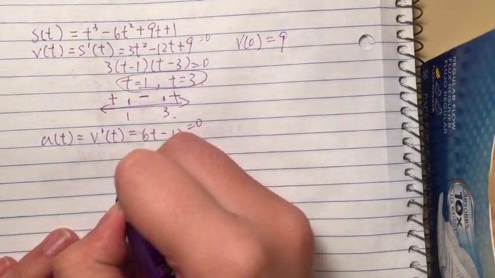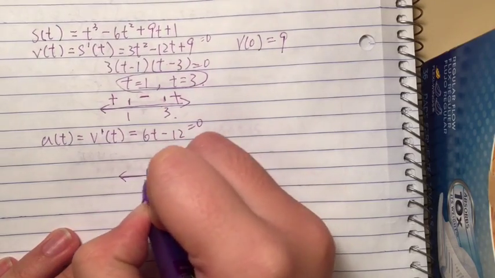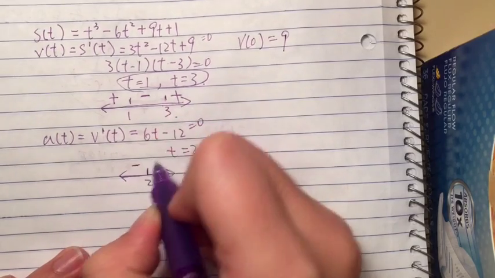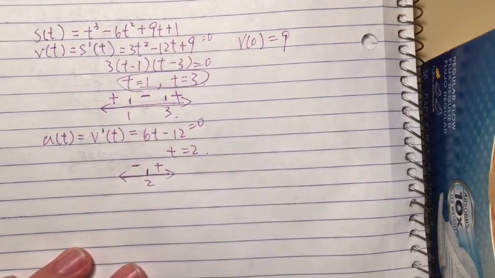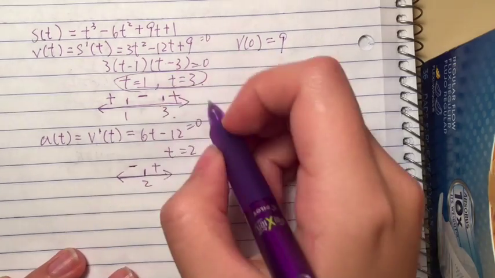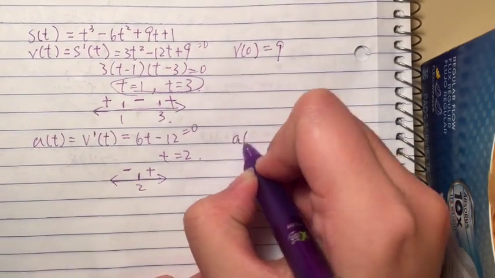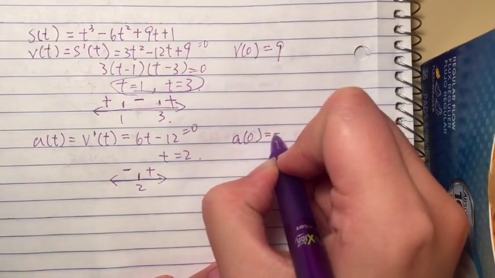And then we have a number line too. This is 2. And then we see it's negative and positive. And it also asks about the initial acceleration. So it should be a(0), which is negative 12.